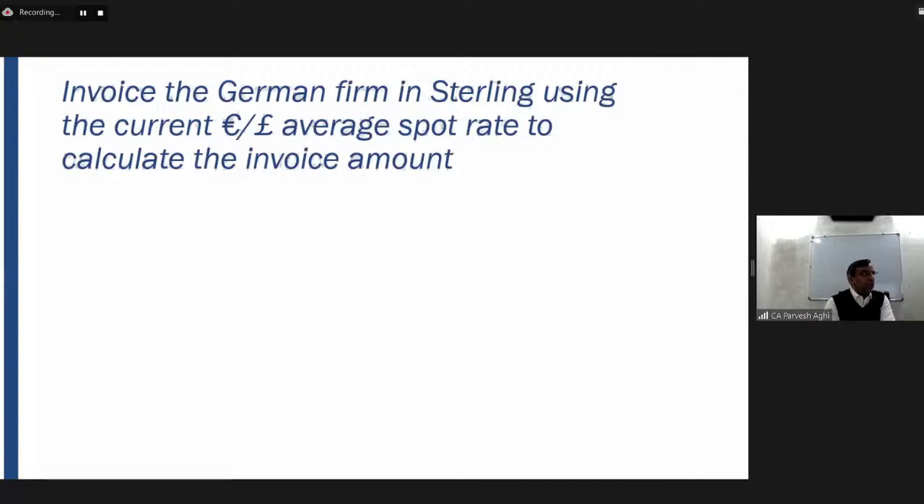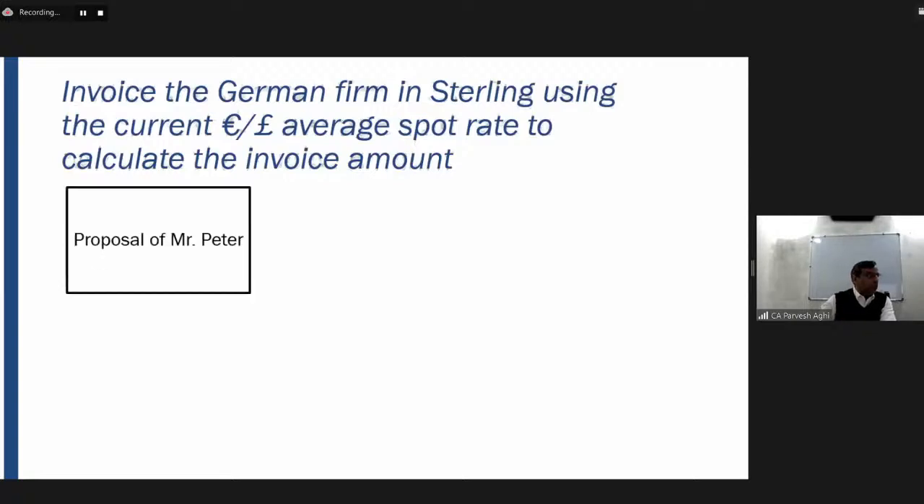So first is invoice the German firm in sterling using the current euro pound average spot rate to calculate the invoice amount. So this was the proposal by the marketing manager that we should use sterling as the currency to invoice the German firm, and we should use the average spot rate. Okay, so we know that this is the proposal of Mr. Peter, who is the marketing head.